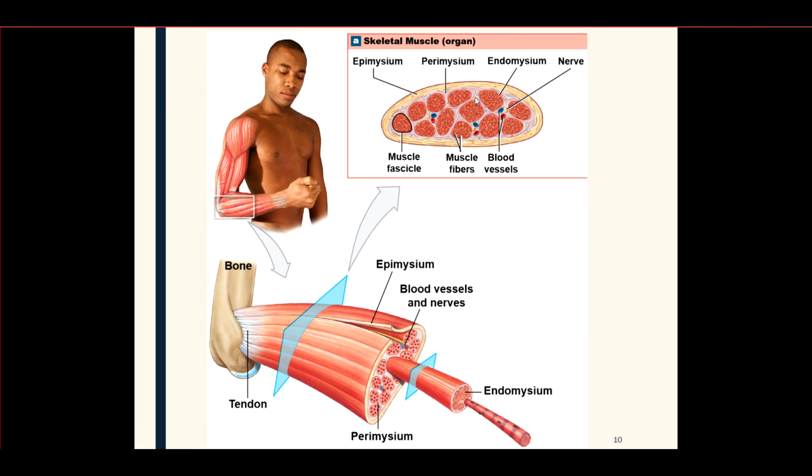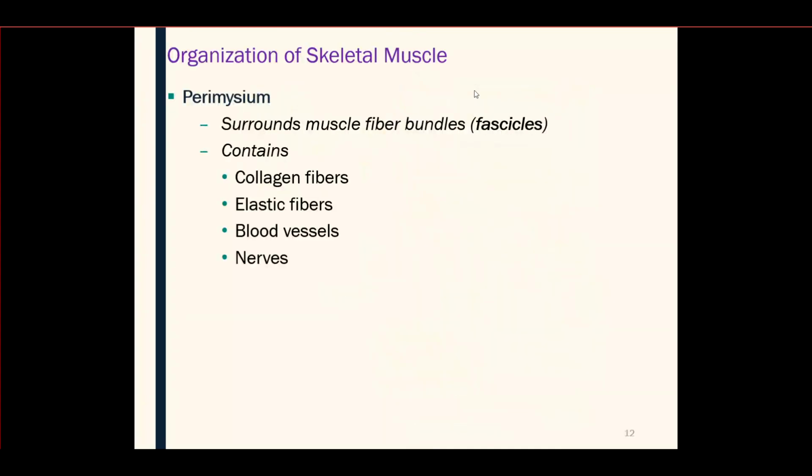So this kind of bluish tissue here that surrounds the fascicle is connective tissue known as the perimysium. That's the next connective tissue you want to look at. This is connective tissue that surrounds muscle fiber bundles that are known as fascicles. If you just want to add, the fascicle contains anywhere from 10 to 100 muscle fibers.